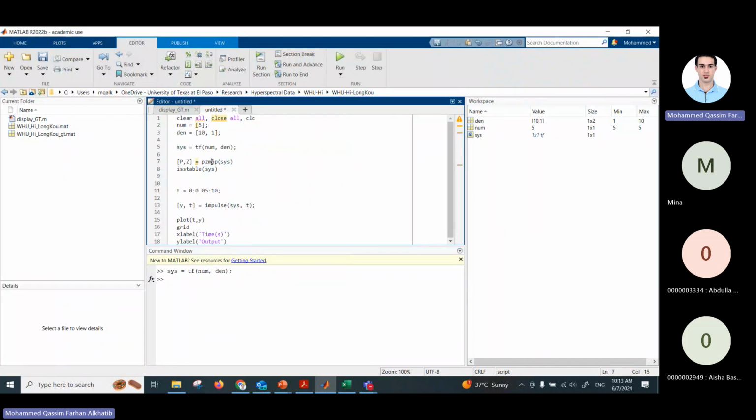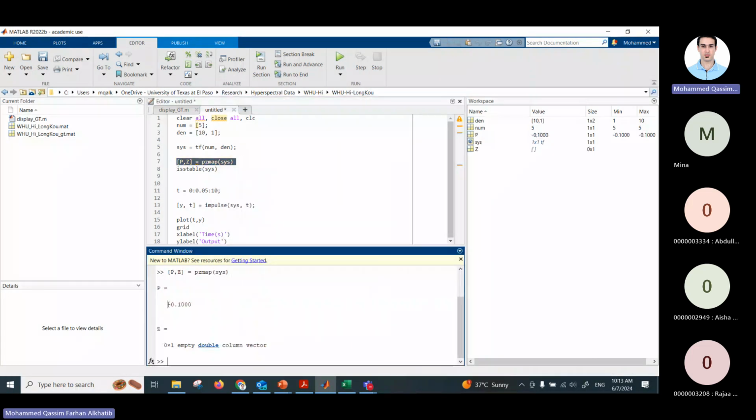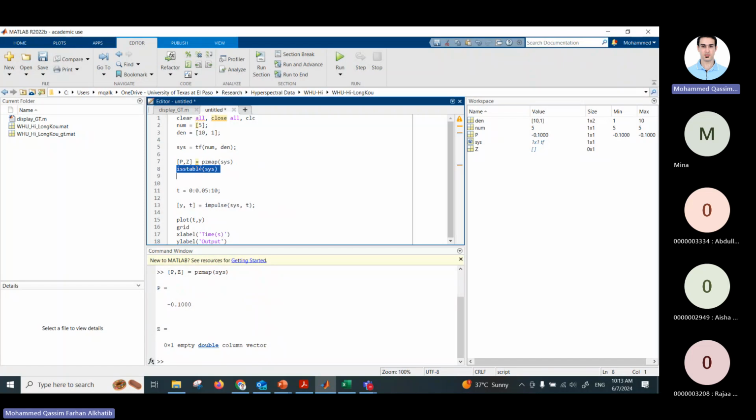So if you guys remember, check the location of the poles and zeros. Here we have only one pole at negative 0.1, and there are no zeros, so it's an empty value. Now to check stability, the command is isstable, so logical 1 means the system is stable.